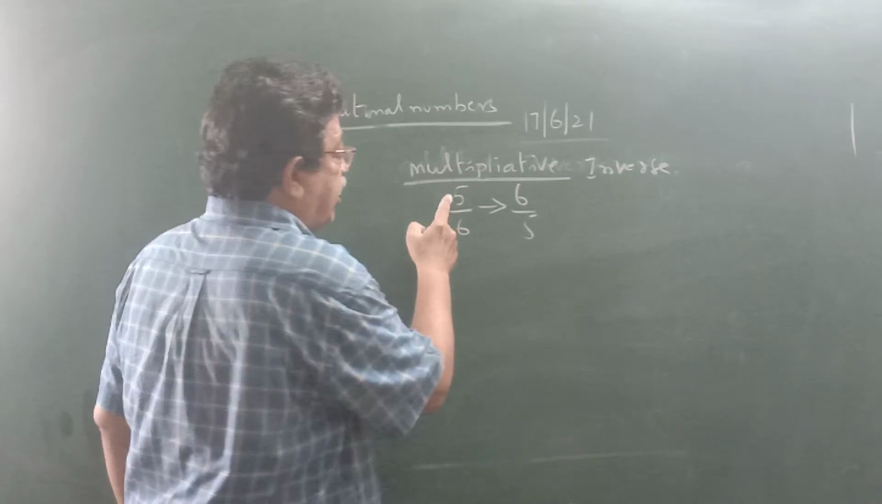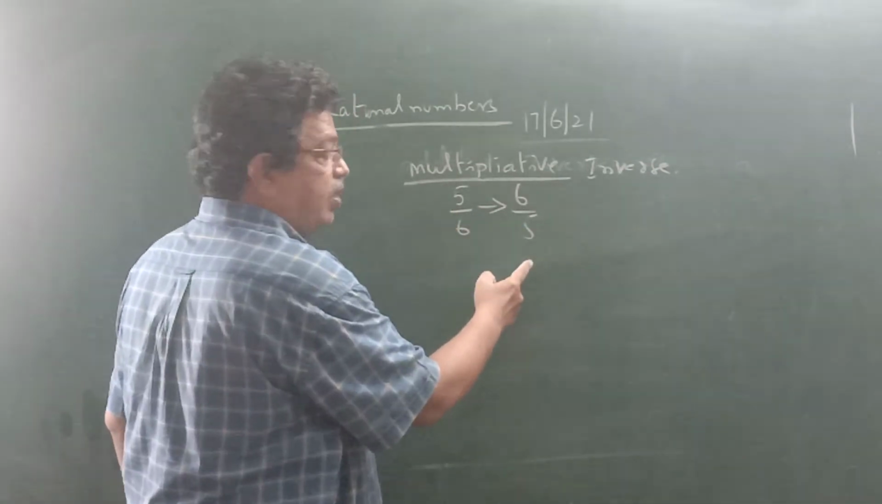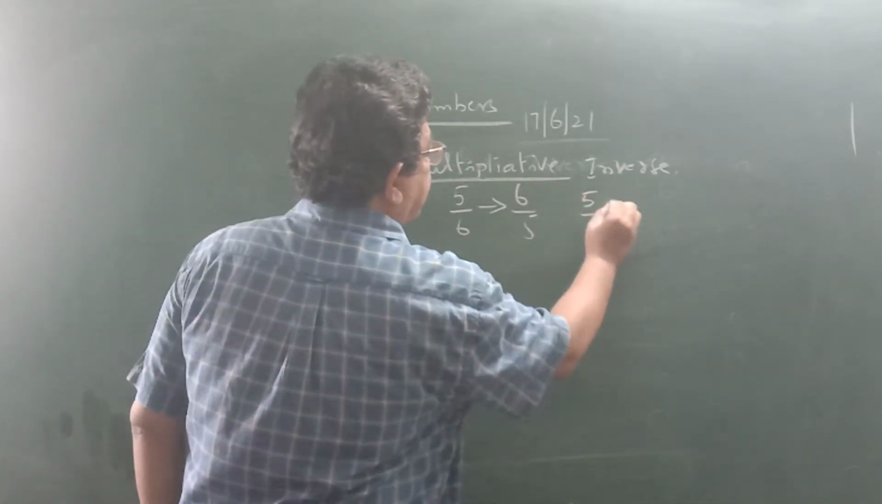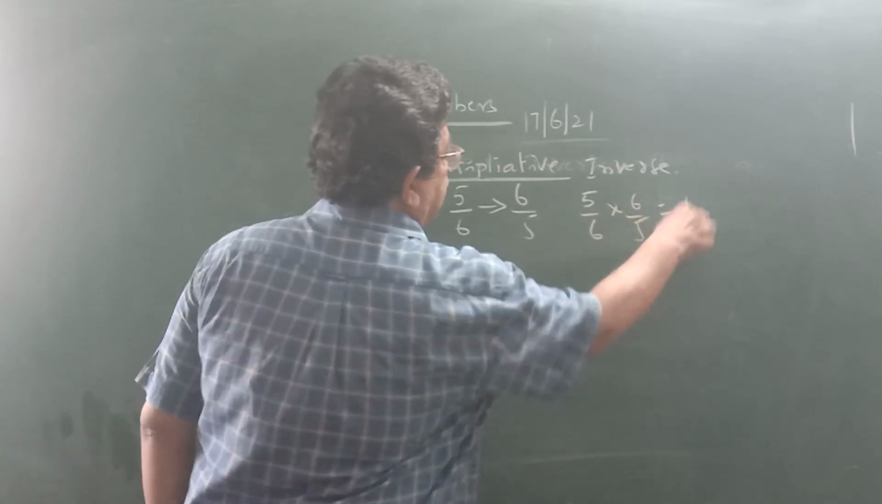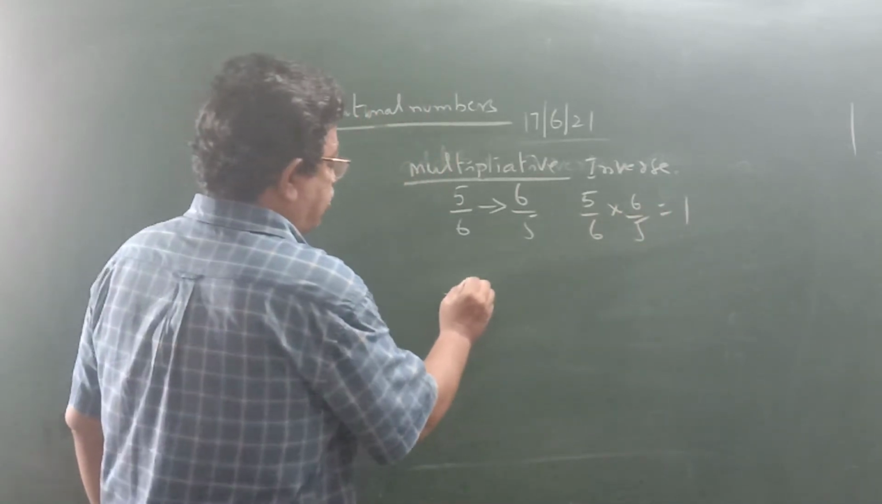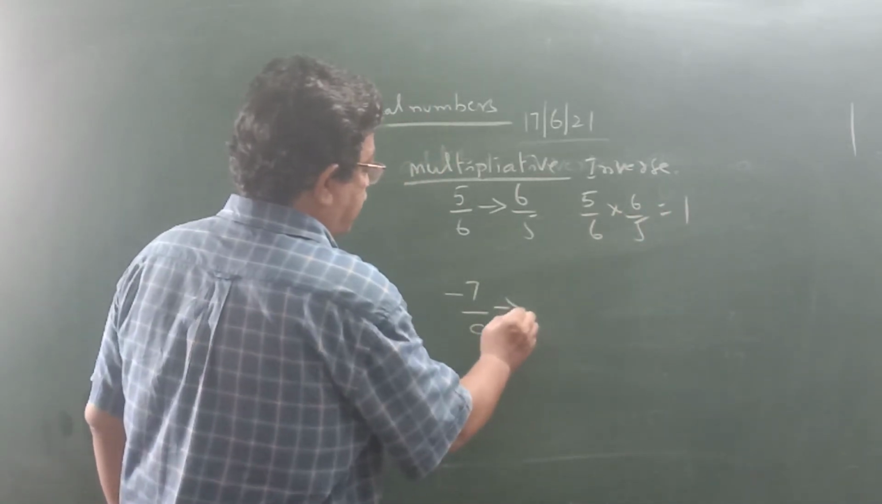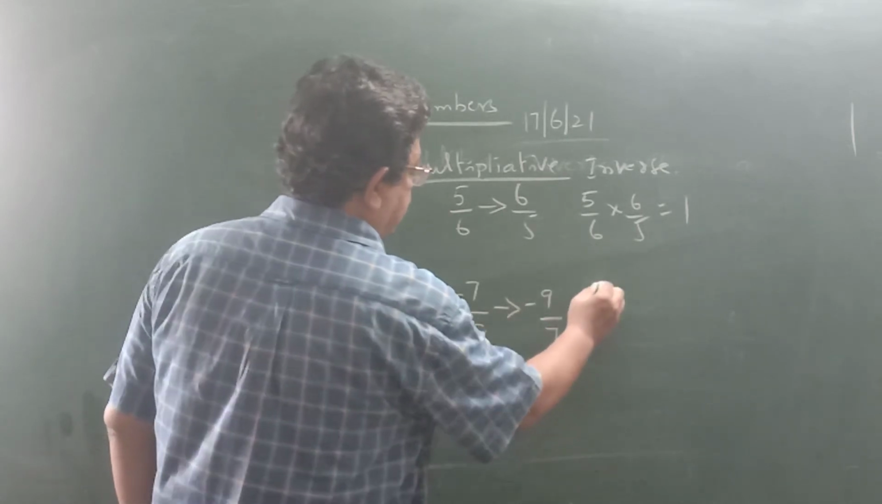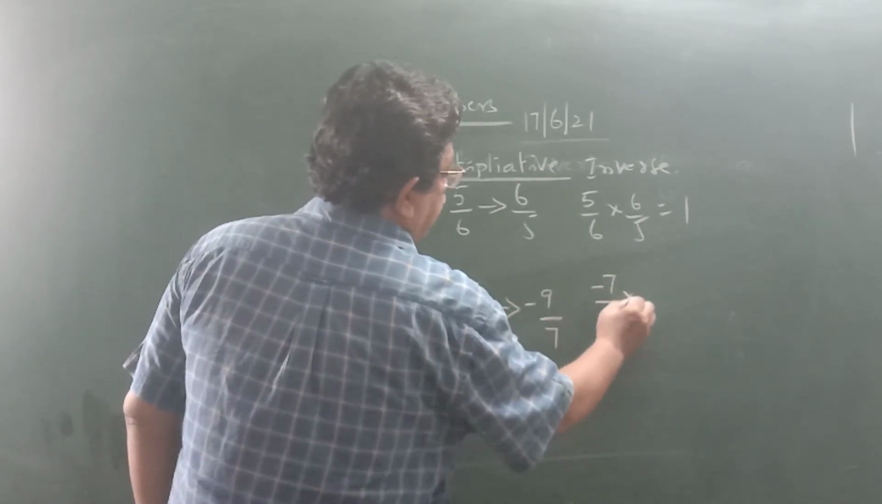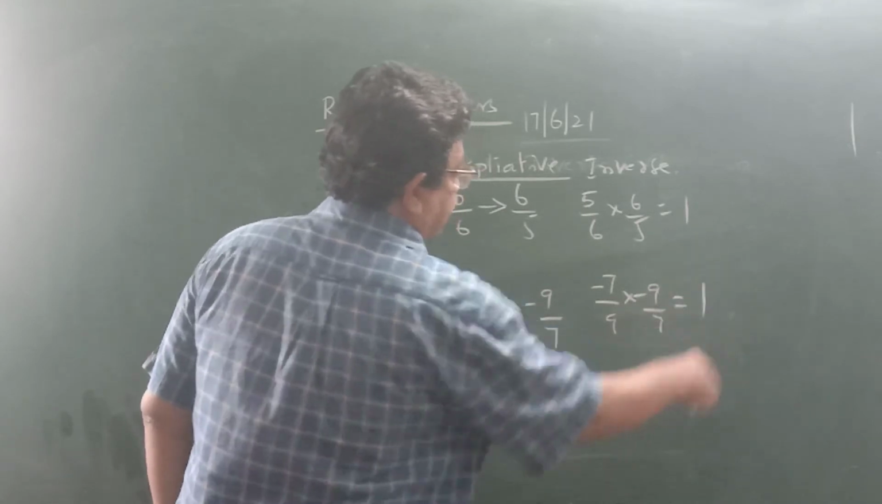The multiplicative inverse of 5 by 6 is 6 by 5. If you take the product of those two, 5 by 6 into 6 by 5 is equal to 1. You have another number, minus 7 by 9. Its multiplicative inverse is minus 9 by 7. Minus 7 by 9 into minus 9 by 7 is equal to 1.